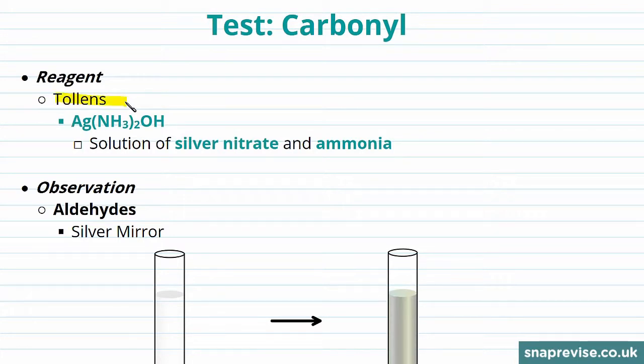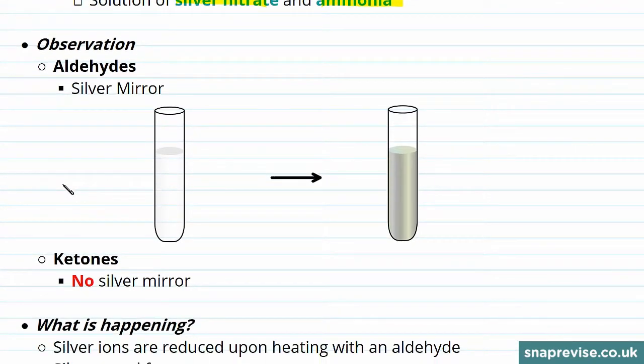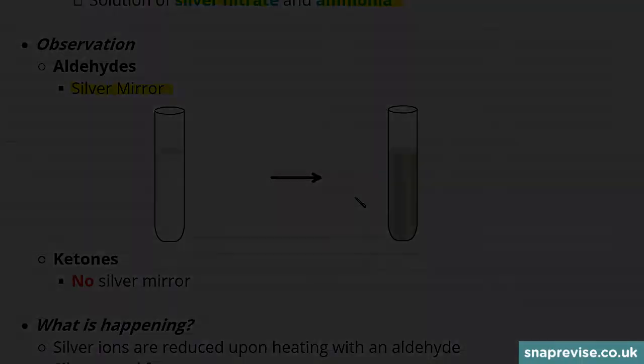The second test we can use to test for the presence of our carbonyl group is Tollen's reagent. This is a solution of silver nitrate and ammonia, and the observation we'll make is that with our aldehydes we'll form this silver mirror. A silver mirror will coat the inside of the test tube that you're using if we do indeed have a carbonyl group present.